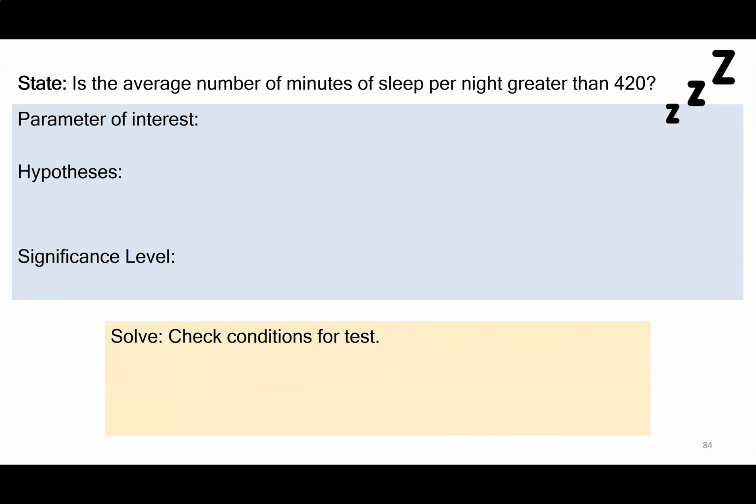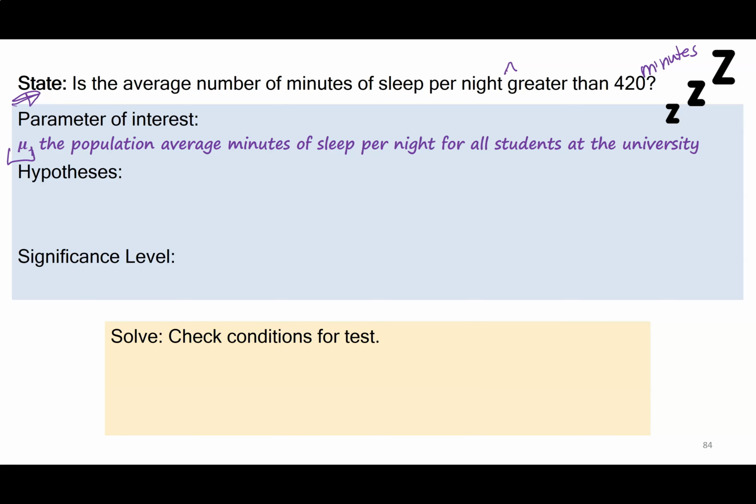Okay, so just getting started here, we want to ask ourselves, what is my question of interest? Is the average number of minutes of sleep per night of all students at this university greater than 420 minutes? Units are important. So my parameter of interest is going to be an average. I'm collecting minutes of sleep, and I can average these. So mu is going to be the notation, and in words, it's the population average minutes of sleep for all students at this university.